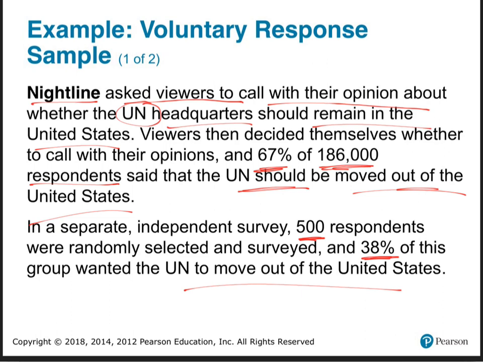So very unlikely. So the problem with the first study is it was voluntary. See what they said? Nightline asked viewers to call with their opinion. So in other words, a bunch of people watched that show. Most of them said, whatever, I got things to do. But a few people, well, 186,000, that's quite a few, to whom this is really important, one way or the other, for or against, this is a big issue to them. Because they took the time to call in.